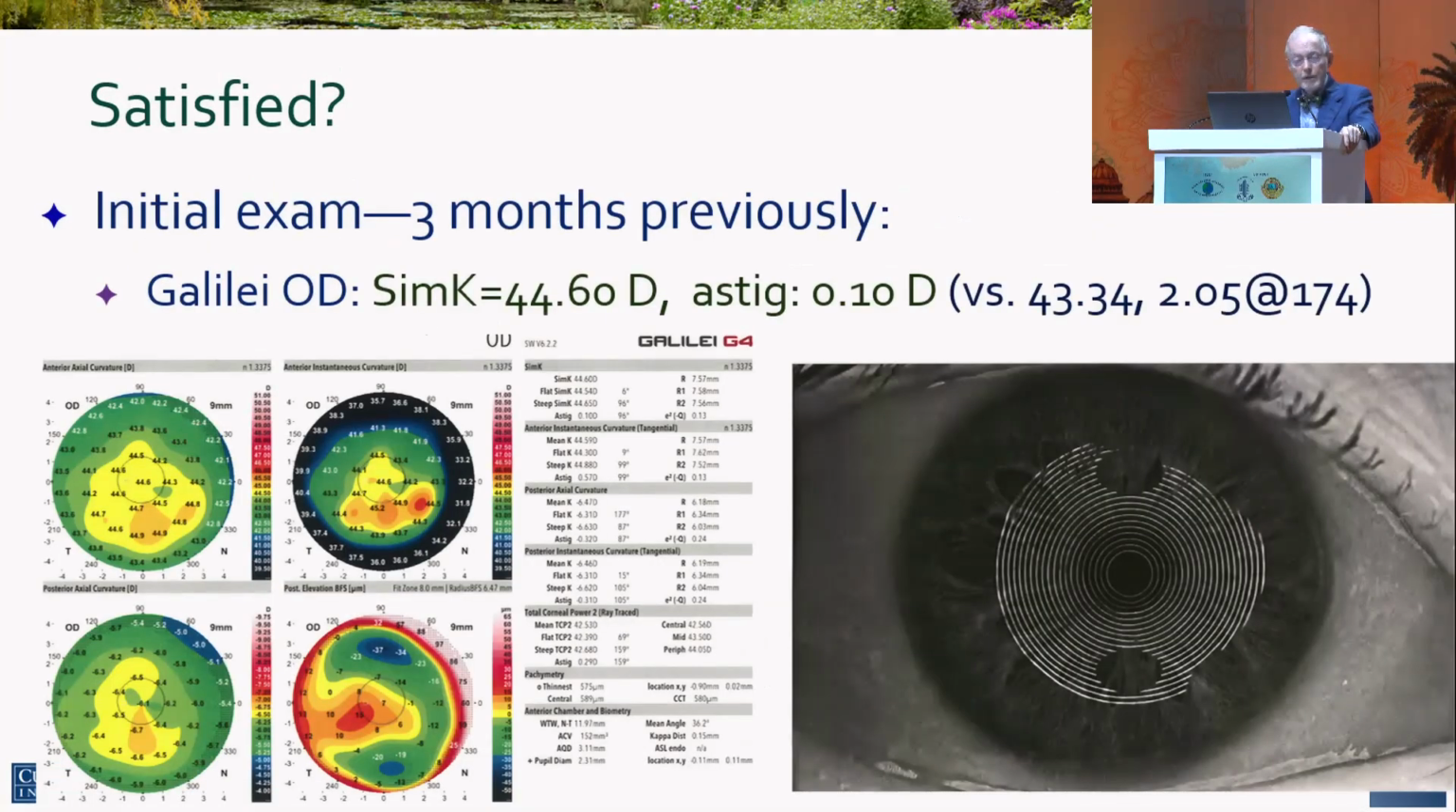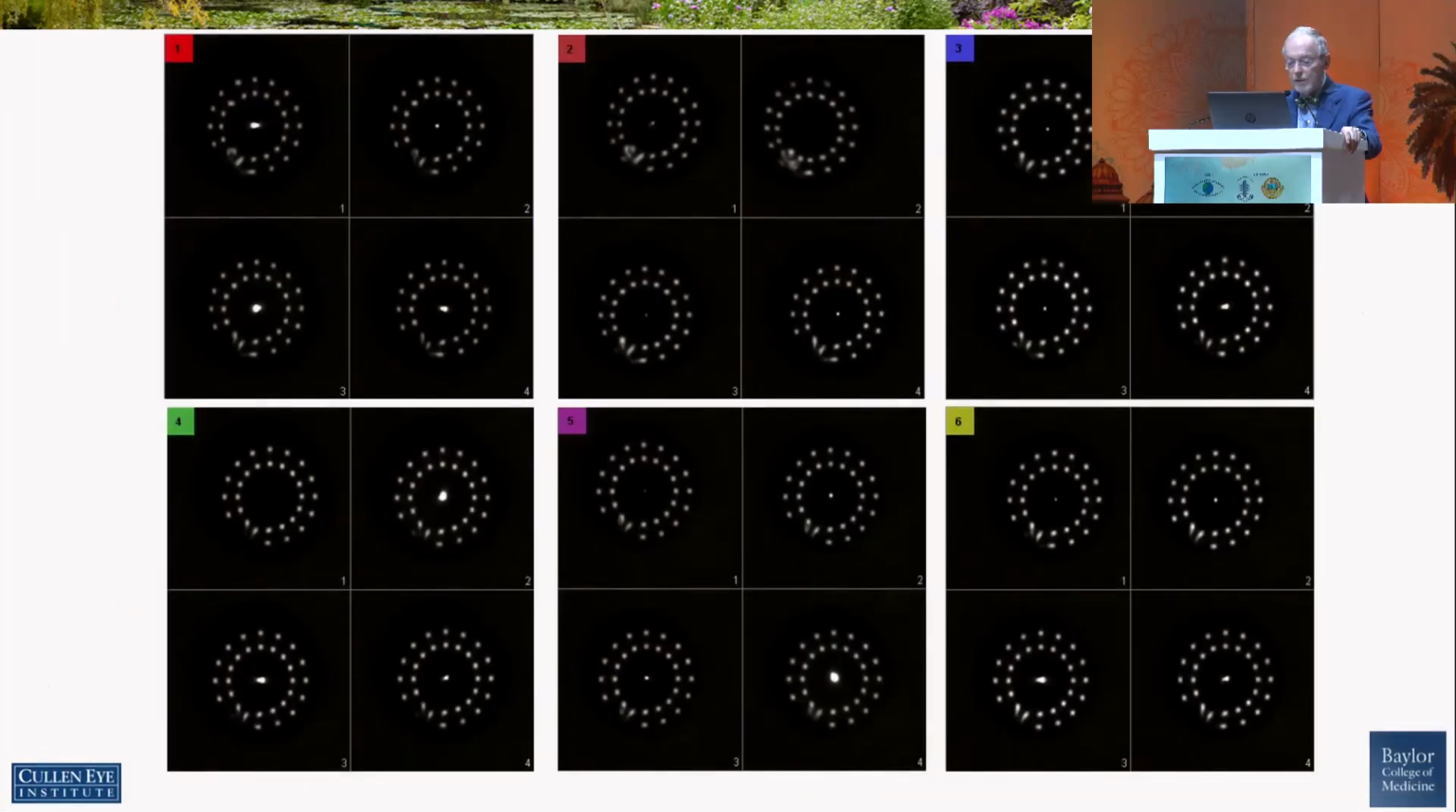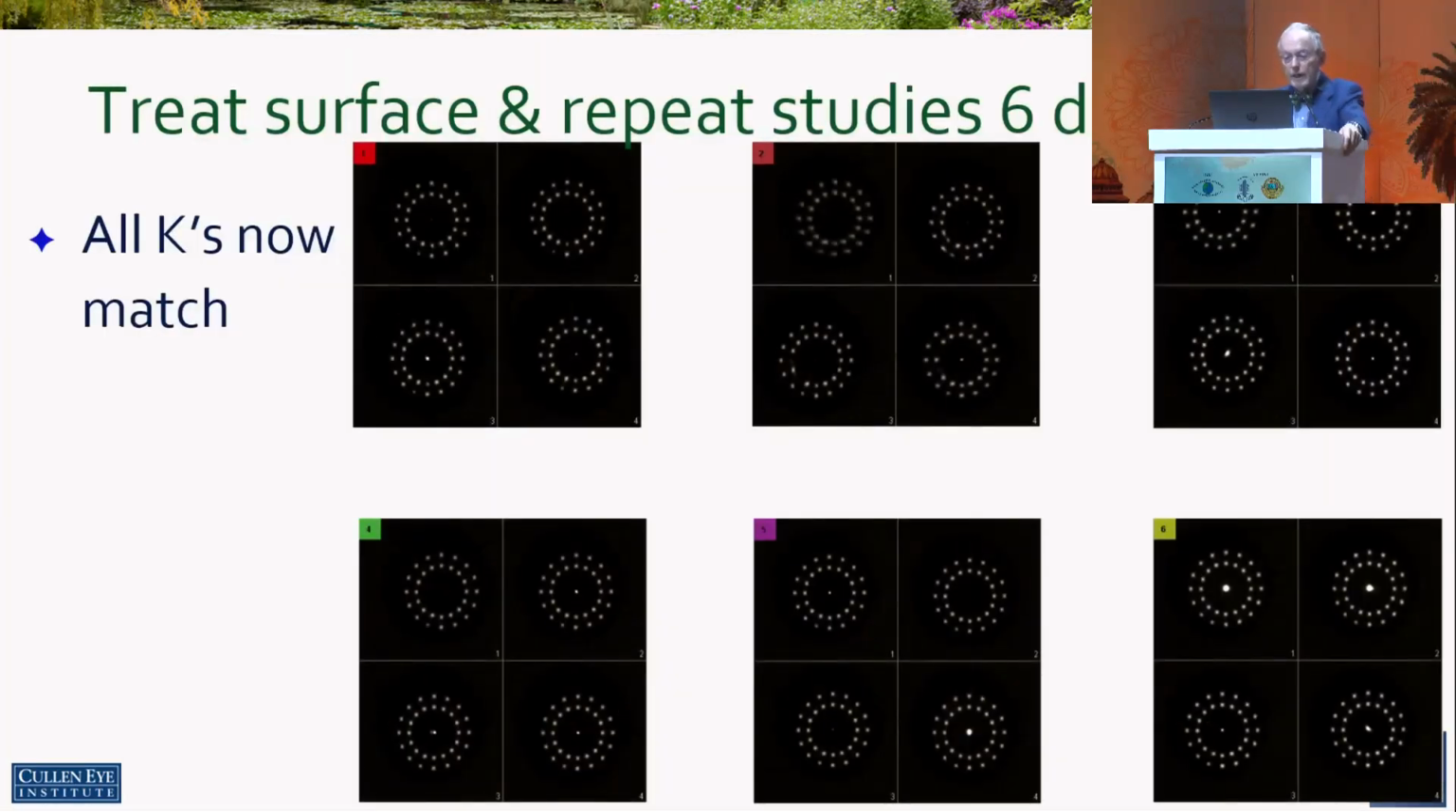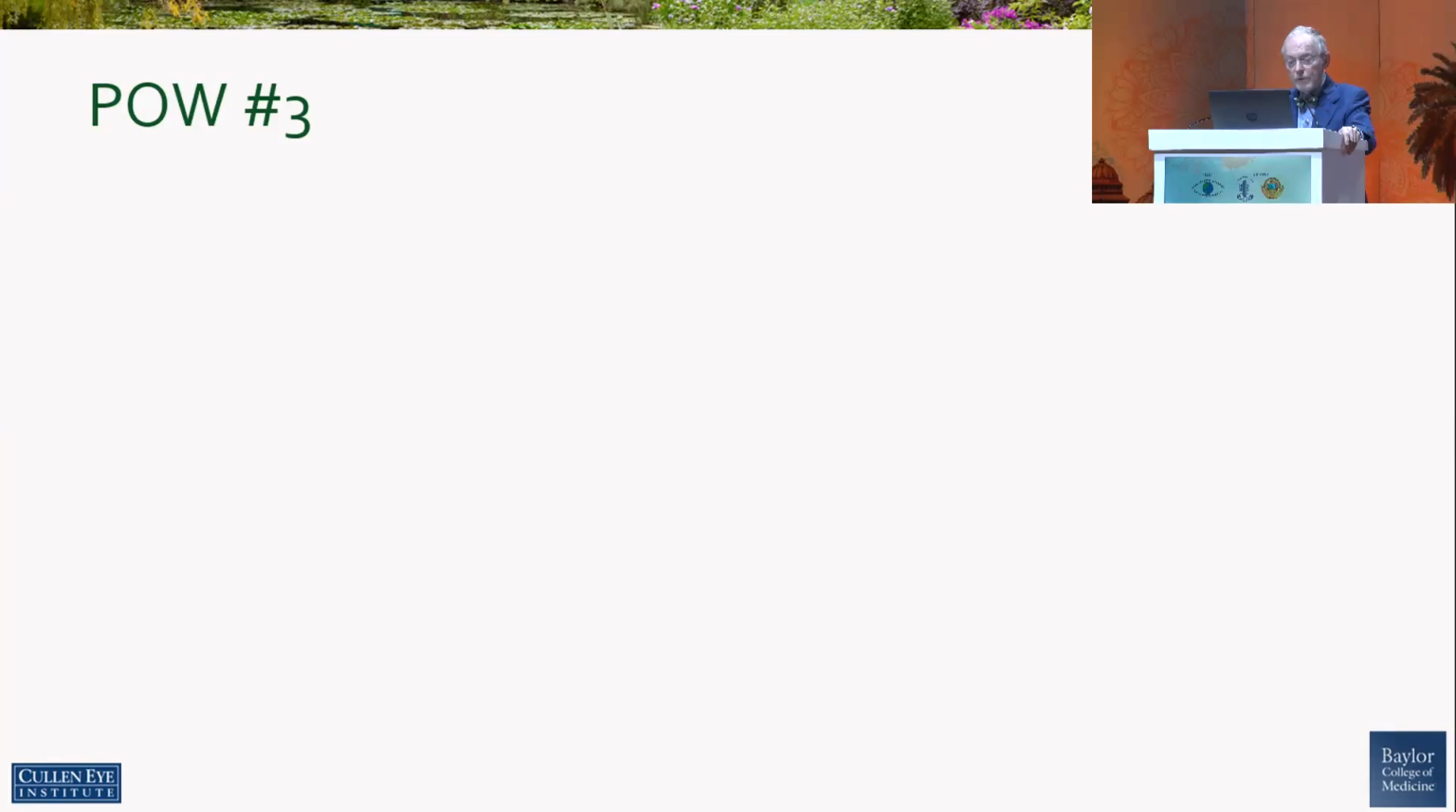It turns out I had measured this patient 3 months previously with a Galilei, and the K readings were 44.6 compared to the 43.34 with a Lenstar, and the astigmatism was 1/10 of a diopter compared to 2 diopters with a Lenstar. I looked at the Lenstar, and you can see there are distorted Mires in exactly the same area that I had with the IOL Master. Well, what I did, of course, is treat the dry eye, and within a week everything was uniform, and on post-op week 3 we had good readings, 20/20 J2 with an EDOF.